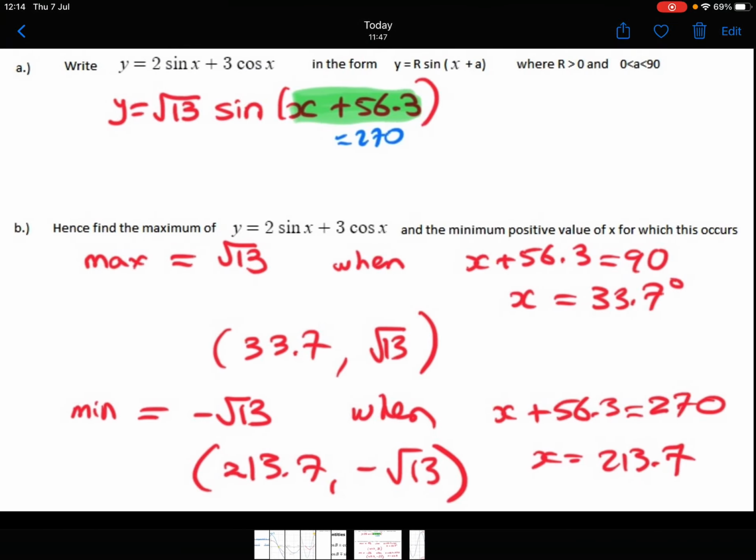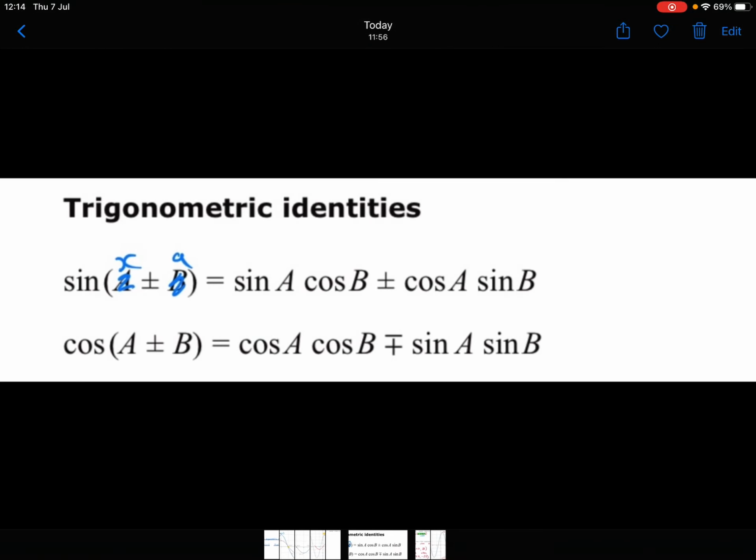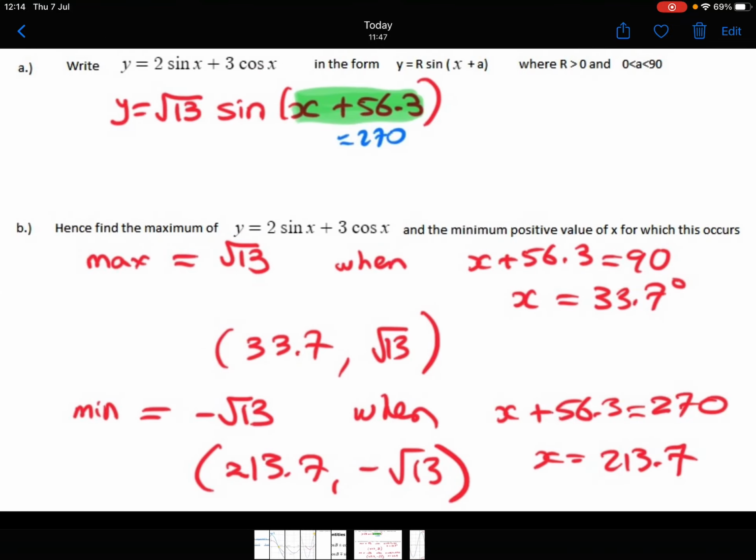So key things about this video. It's using the trigonometric identities, the addition formulae, to rewrite the sum of trigonometric functions as a single trigonometric function. And we can then use what we know about the sine and cos graphs to figure out the maximum and minimum points.